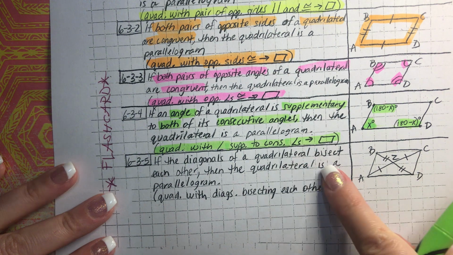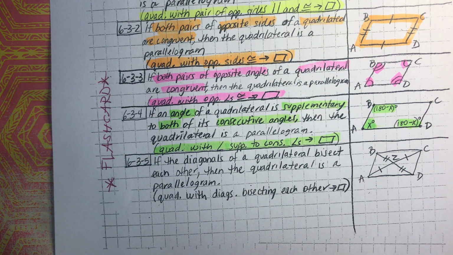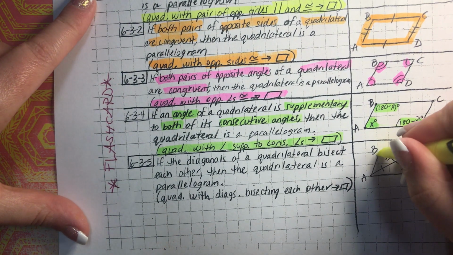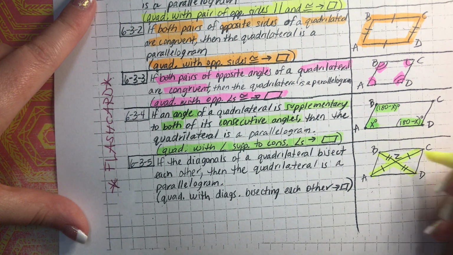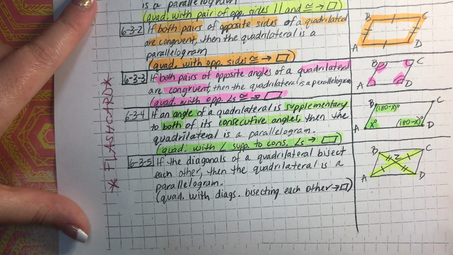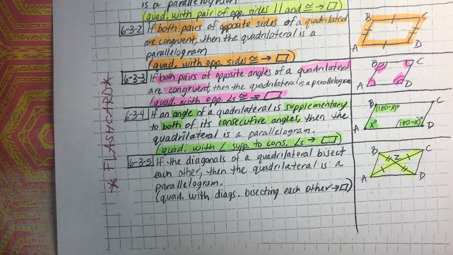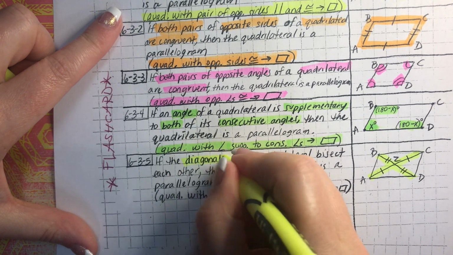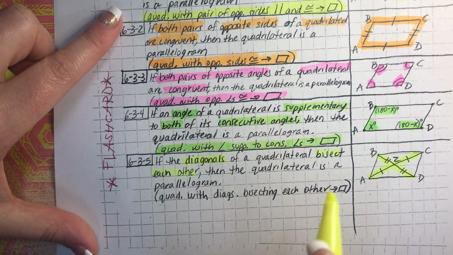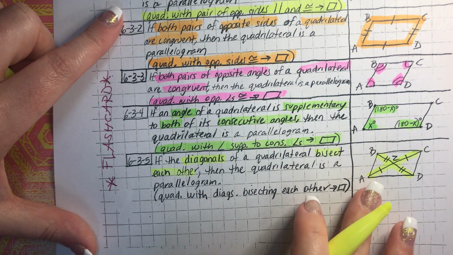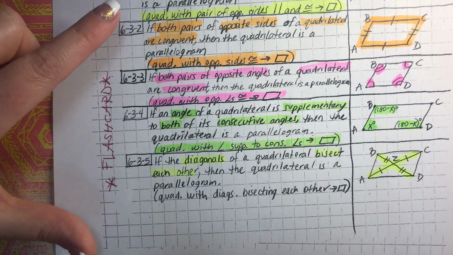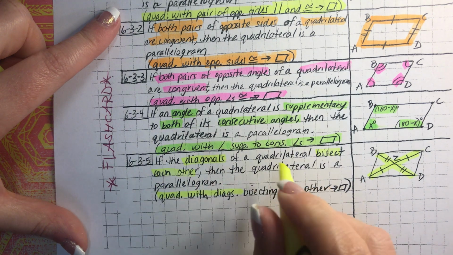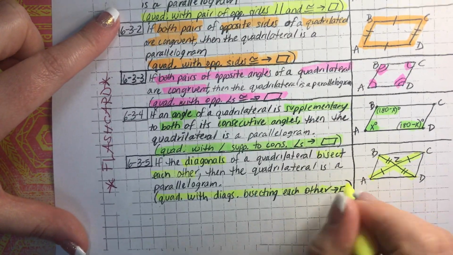It says, if the diagonals of a quadrilateral bisect each other, then the quadrilateral is a parallelogram. So again, this one is very similar to the one last section. Okay, so we have a bisecting of the diagonals. This side is congruent to this, and this side's congruent to that side. So if that happens, then you have a parallelogram. So if the diagonals bisect each other, and it has to be both, right? It can't just bisect one. It has to bisect both. Then the quadrilateral is a parallelogram. So quadrilateral with diagonals bisecting each other, then it's a parallelogram.